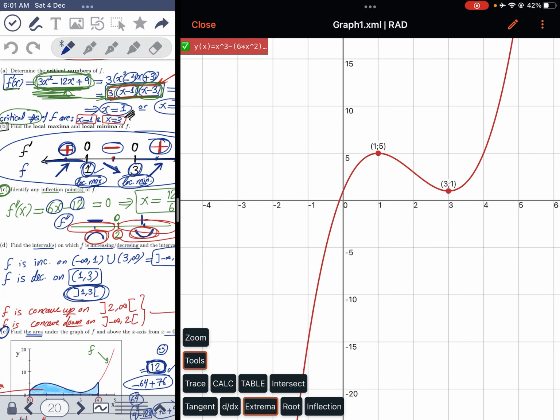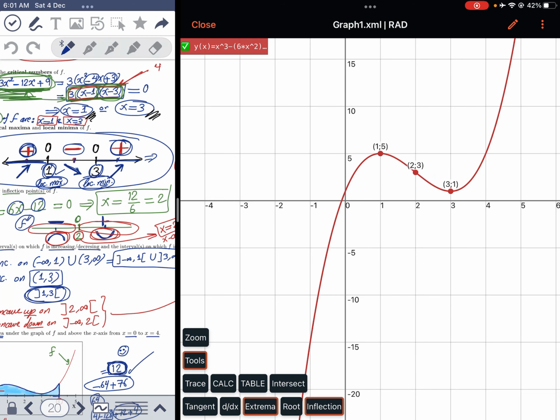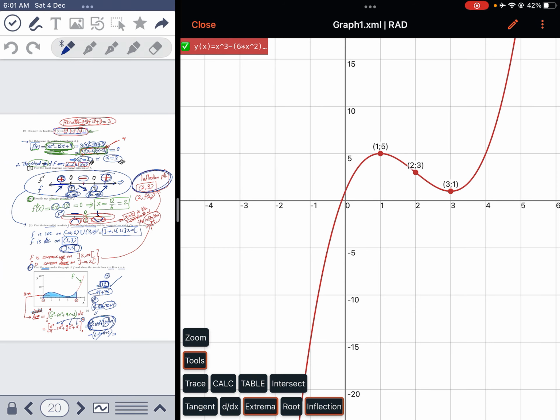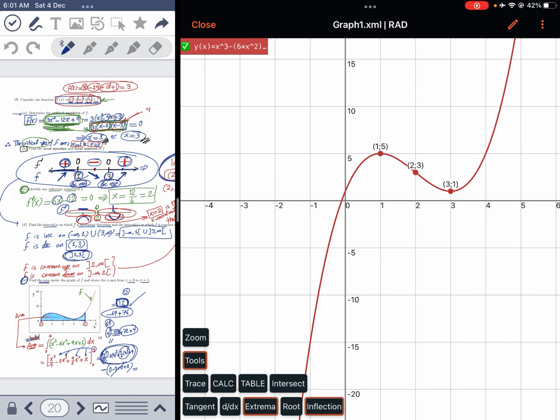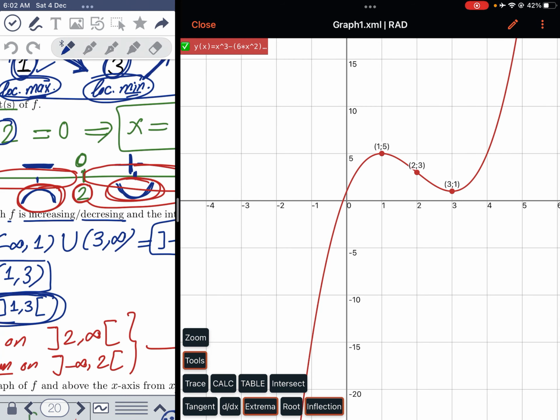Now increasing, decreasing: you can see that the function is increasing up to 1, then decreasing to 3, then increasing after 3. And for the inflection point, you put inflection, you see the point 2, 3. If you remember, we already said it here. The inflection point is 2, 3. So you can check this again if you missed this part. And what else do we need to check? Yeah, we got everything, the critical numbers, and then concave up and down. Because of the inflection point 2, 3, before it the function was concave down, and after it it's concave up. You can check this easily. It's what we got here when we said that it's concave down before 2 and up after 2.